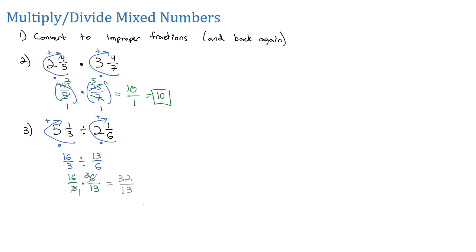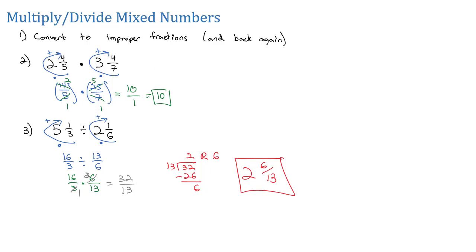Now, normally we've left that answer as 32/13, but because this problem started with a mixed number, we want to also end with a mixed number so that the answer matches the style of the problem. So to convert back to a mixed number, we'll take 13 into 32. We know it goes in there twice. That's going to give us 26. And when we subtract, we're left with 6. So 2 remainder 6. That is the fraction 2 6/13. So when we divide 5 1/3 by 2 1/6, we get 2 6/13.